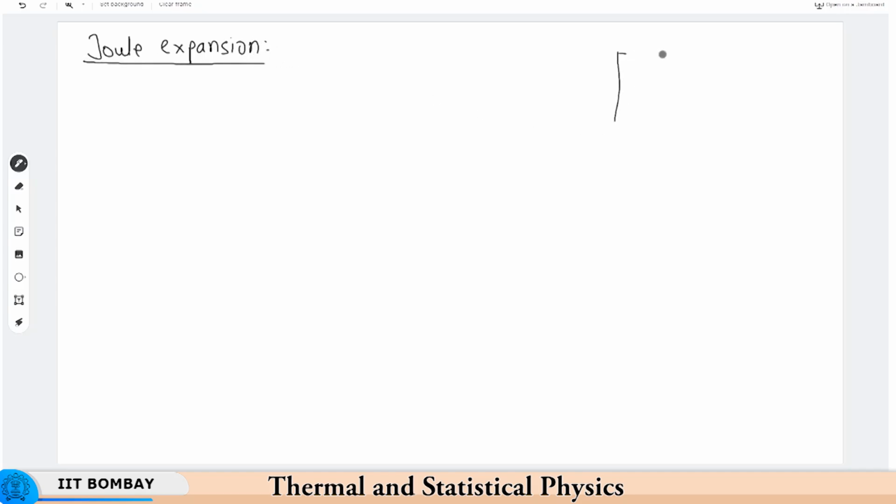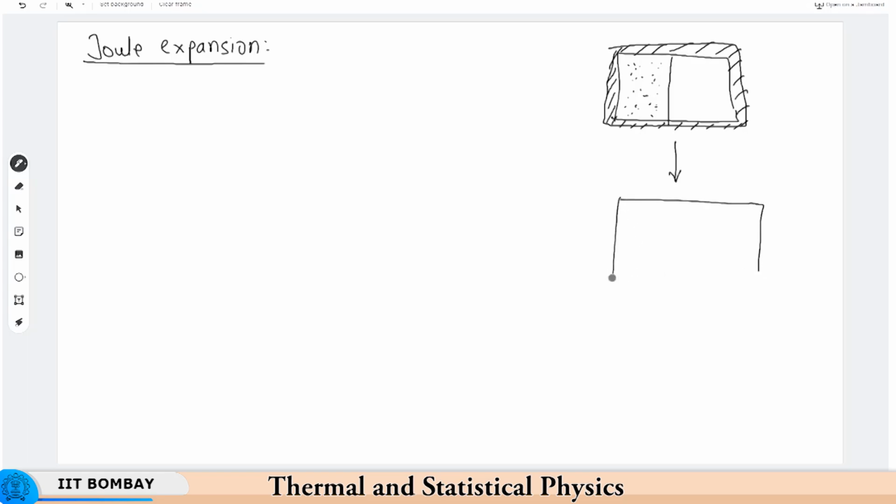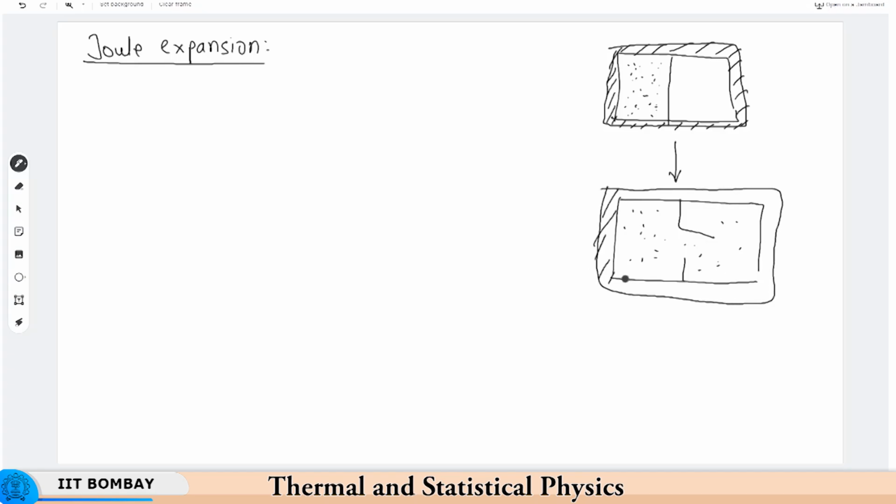Essentially the problem is as follows. We have a container where there is a wall, and all the gas molecules occupy this half of the container, and the container overall is insulated, so it can't exchange any heat with the surroundings. What we do is expand this gas suddenly: we open this channel and all the gas molecules are now free to expand into this empty area. And the question that we are asking is as follows.